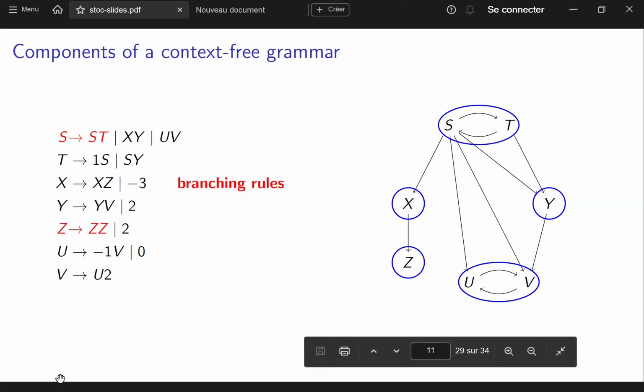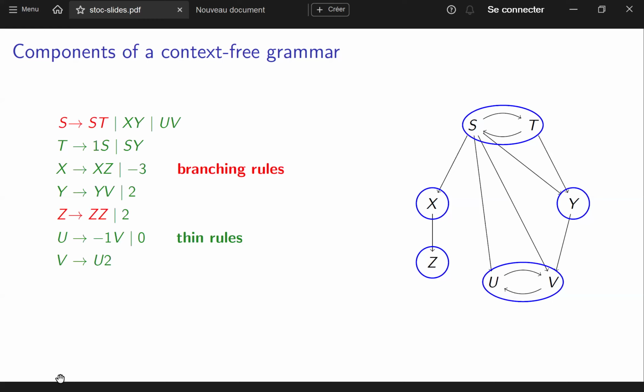The production rules that are not branching are called fin rules. And finally, we say that a component is branching if it contains at least one non-terminal that is the left-hand side of a branching rule, and the other components are called fin. To have an intuition of what is a branching rule and what is a fin rule, you can use the non-terminals as function calls. Branching rules correspond to a function doing two parallel recursive calls, while fin rules correspond to making at most one recursive call.